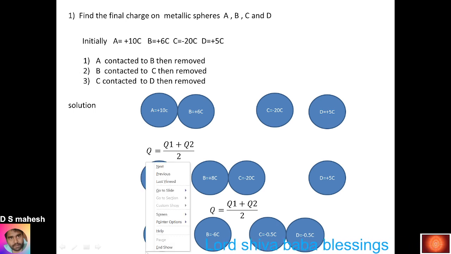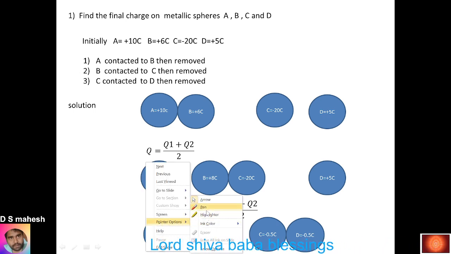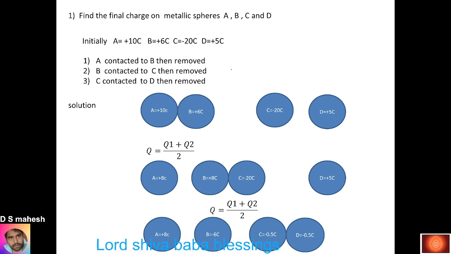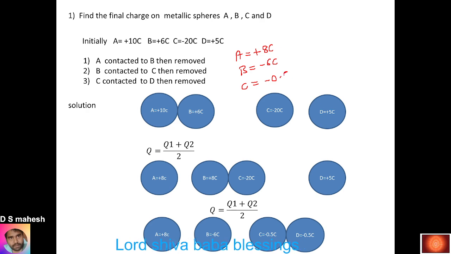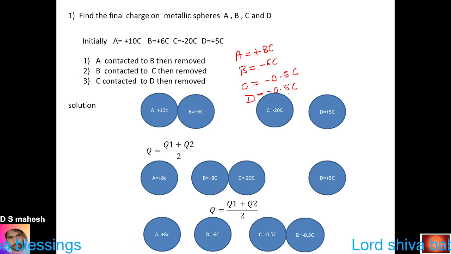So finally, A will have plus 8 coulombs of charge. On B we would have minus 6 coulombs of charge. On C we would have minus 0.5 coulomb of charge, and on D again we will have minus 0.5 coulombs of charge.